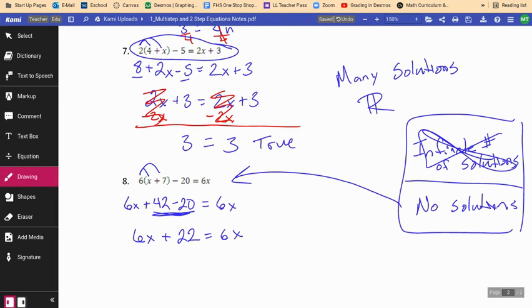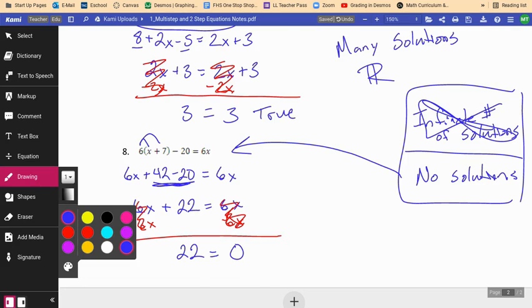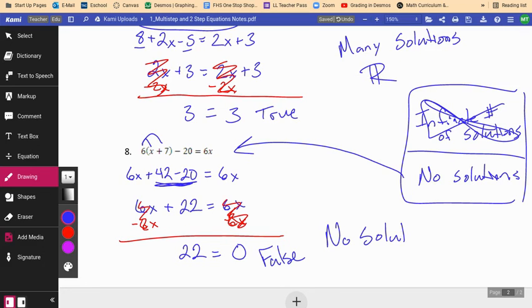Now I can start isolating. If I subtract 6x from both sides, that same thing happens. My x's cancel. And what I'm left with is 22 is equal to, well, when everything cancels on one side, that's just 0. So this is a false statement. 22 does not equal 0, so that's false. That means number 8 has no solution. There is not a number for x that would make this equation a true statement.